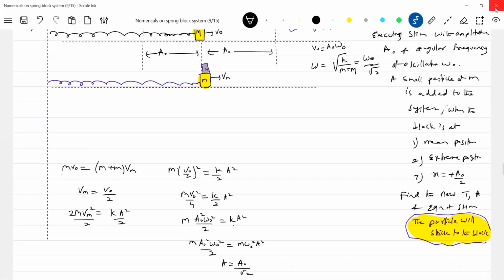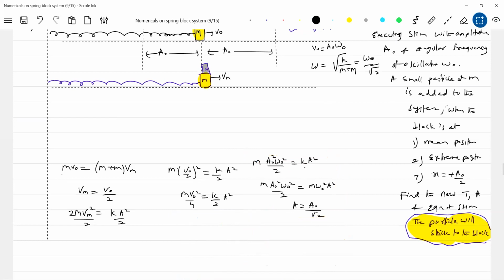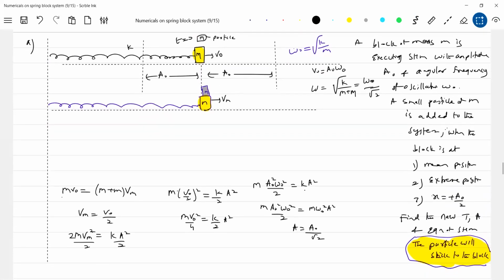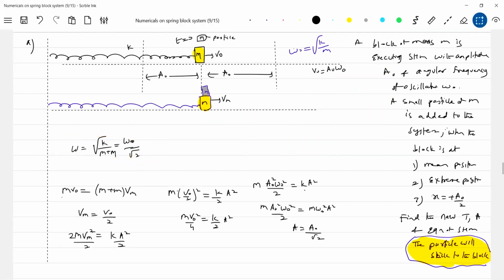Now look at the conditions. What will happen to the amplitude of oscillations, increase or decrease? If a system is executing motion and at the mean position mass is added, what is the first case? At the mean position, the mass gets added and gets stuck to it. So the time period of oscillation, will it increase or decrease? Okay, we'll keep it here. So the time period of oscillation will increase, and the amplitude of oscillation will decrease.